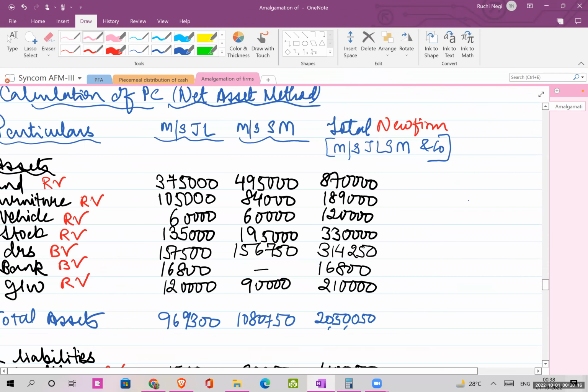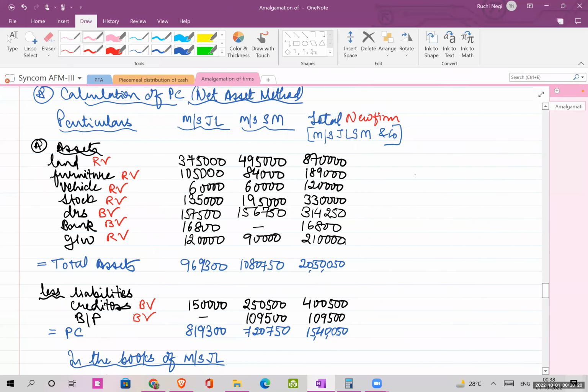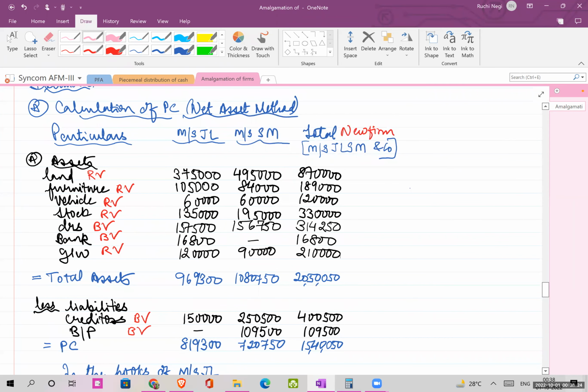So total assets minus total liabilities is my PC.